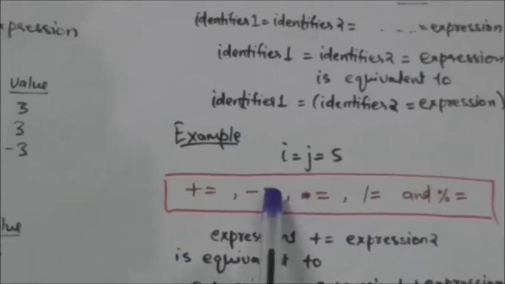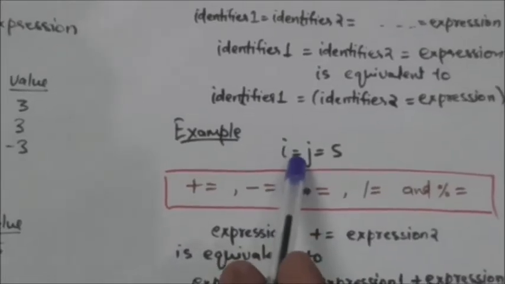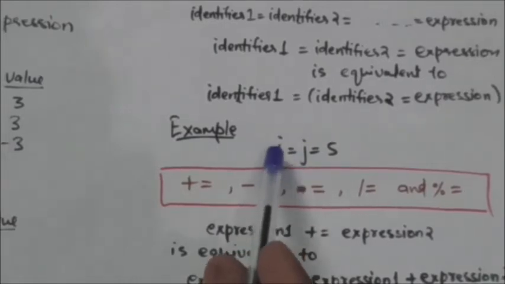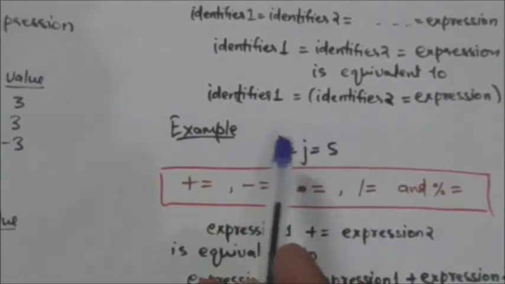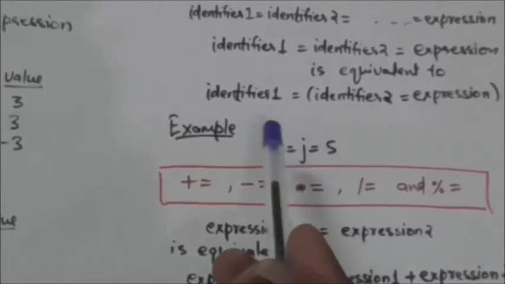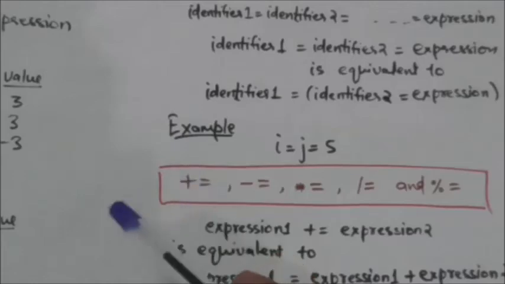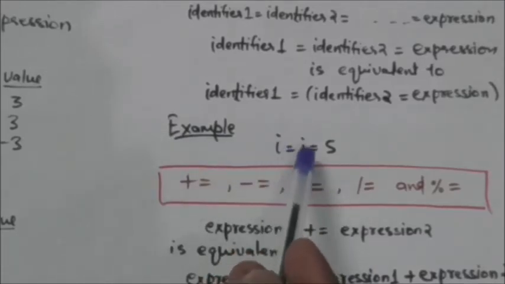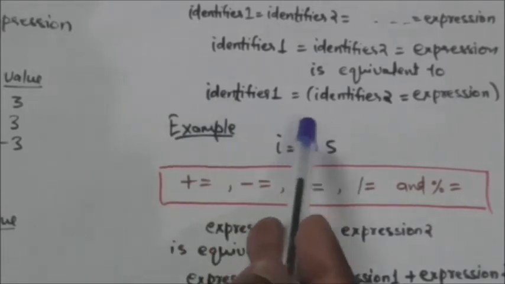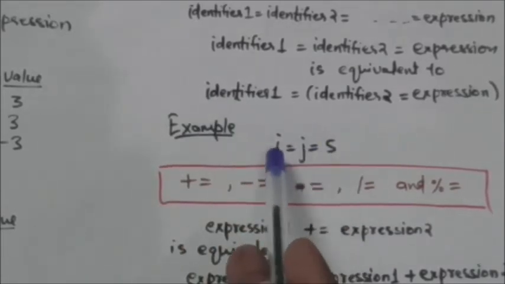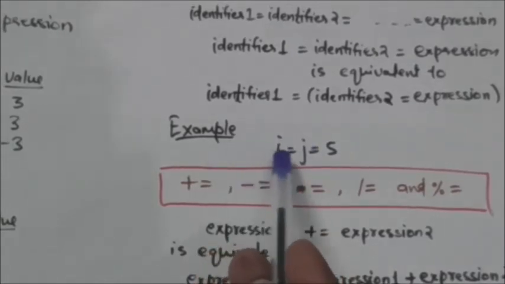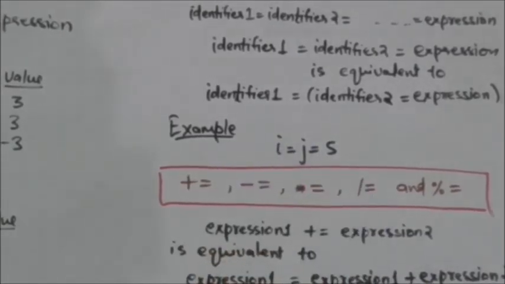Suppose you can see here in this example, I is equal to j is equal to 5. So here you can see the multiple assignments. Here I and j are integer variables, so in I is equal to j is equal to 5, the integer value 5 is first assigned to variable j, and then the value of j is assigned to variable I.